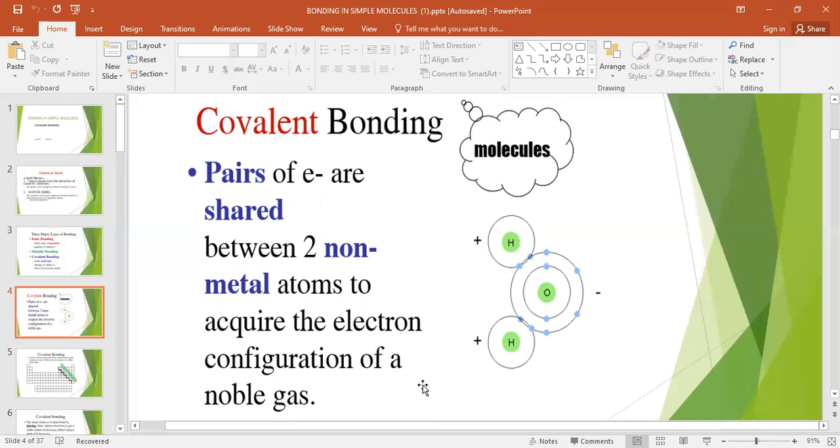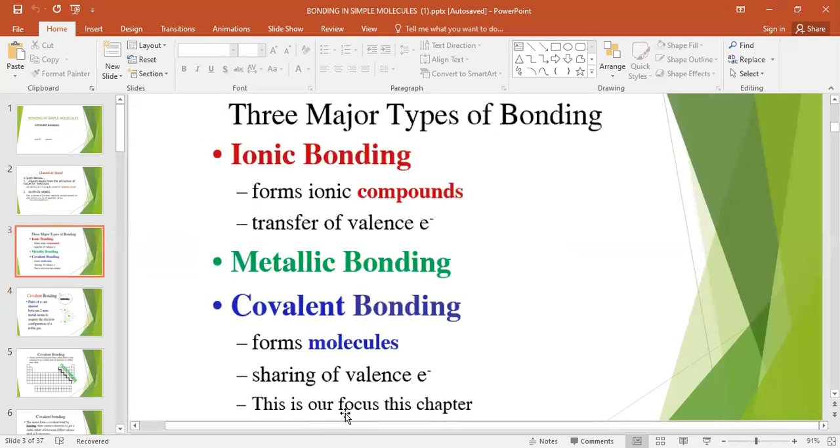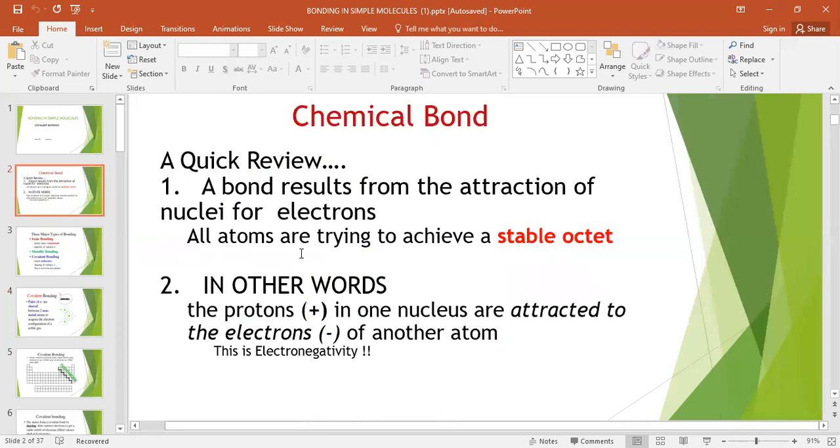Acquire the electronic configuration of the noble gas. The next point is why atoms form a chemical bond. You saw this before and nobody asked me the question. All atoms are trying to achieve a stable octet. What do you understand from this first slide I showed but did not explain? I was expecting maybe you would ask a question. What do you know about this? Atoms are trying to achieve a stable electronic configuration.